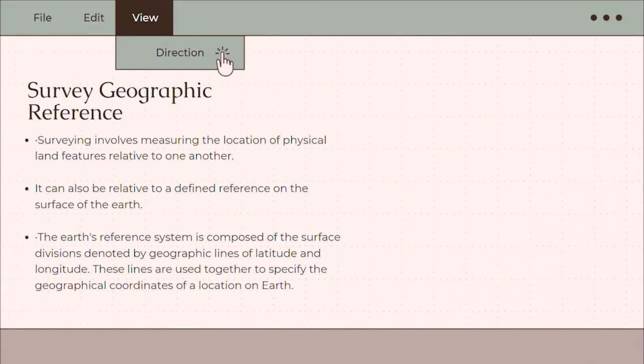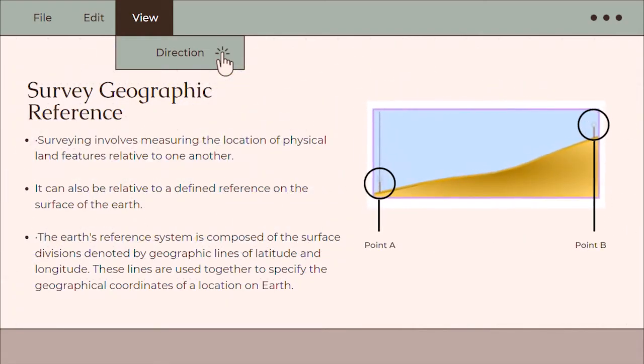Survey geographic reference. Surveying involves measuring the location of physical land features relative to one another. This means that a reference point would be necessary in order for us to obtain the location of a certain point. For example, if a surveyor wishes to determine the location of point B, as seen on your screens, he should measure it with respect to point A, which in this case is our reference point. Apart from this, it can also be relative to a defined reference on the surface of the Earth.